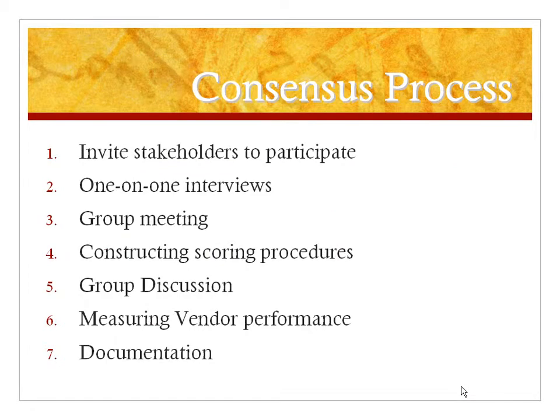There are 7 steps in completing the consensus process for vendor selection. First, the analyst must invite stakeholders to participate in a discussion on implementing electronic health records. One-on-one interviews must be conducted with the stakeholders to obtain their views on this process. After these personal interviews, the analyst must hold a group meeting to rank the new record system to be implemented.